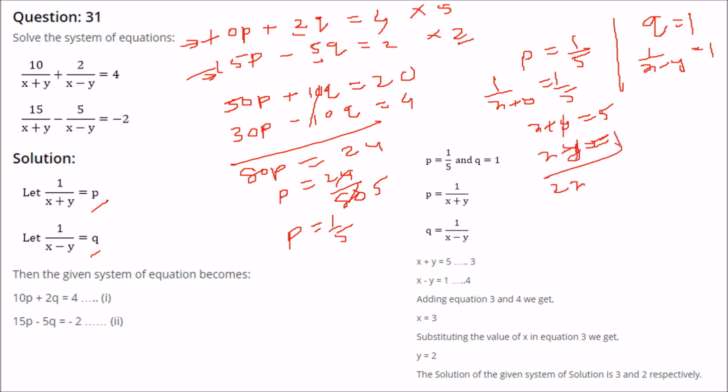Add them, y gets cancelled, 2x equal to 6, x is equal to 3. Put this in any of these equations, you get y equal to 2. So x is 3, y equal to 2.